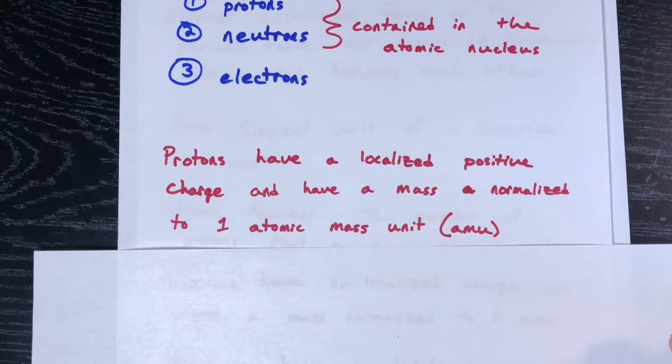So instead of using ridiculously small values for grams or kilograms of the mass of a proton, we have created a convention to talk about masses in relative terms. So it's a lot easier in this way to say, oh, I have a 10 atomic mass unit element, so it's easy to think, oh, maybe that's 10 protons.